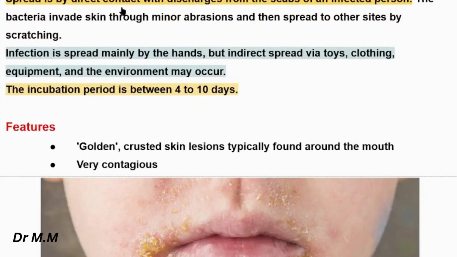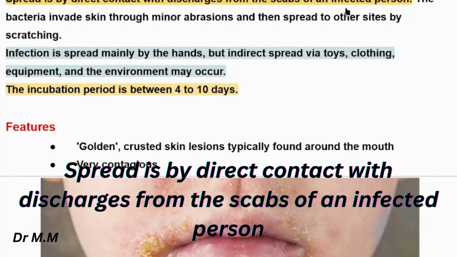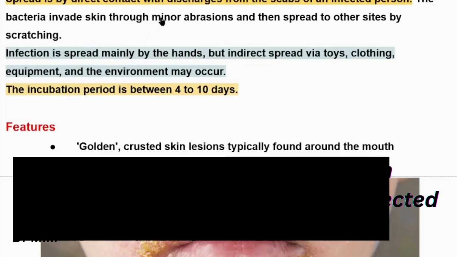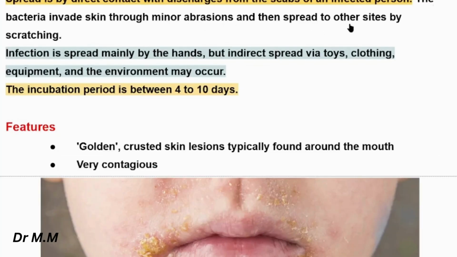Spread is by direct contact with discharge from the scabs of an infected person. The bacteria invade skin through minor abrasions and then spread to other sites by scratching. Usually spread is by direct contact with discharge from the lesions of an infected person. Infection is spread mainly by the hands, but indirect spread via toys, clothing, equipment, and the environment may occur.